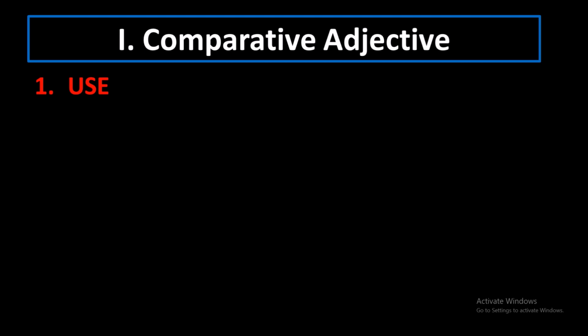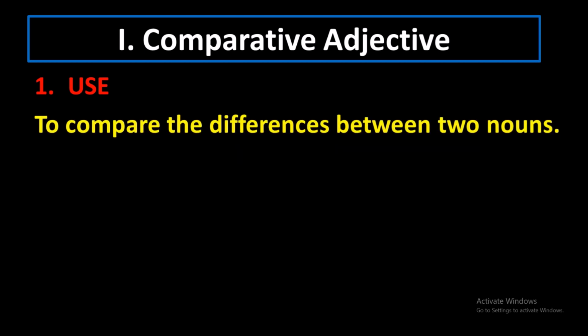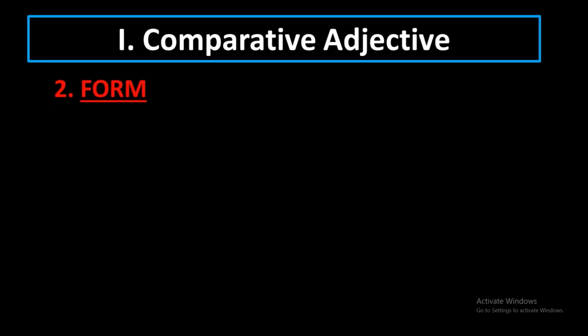So when do we use the comparative adjective? We use the comparative adjective to compare the differences between two nouns, like two people, things, and others like ideas, opinions, and so on. Okay, let's move to the form here.